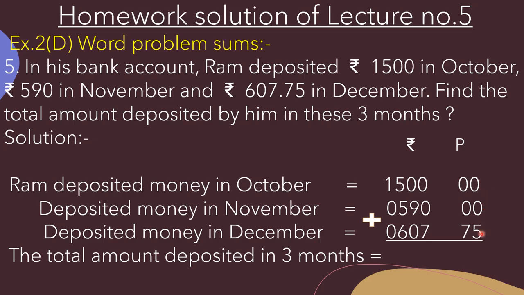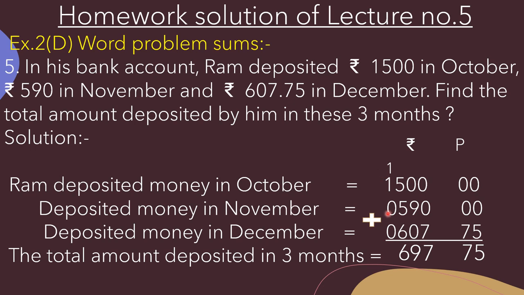So 0 plus 0 plus 5 is equal to 5. 0 plus 0 plus 7 is equal to 7. 0 plus 0 plus 7 is 7. 0 plus 9 plus 0 is 9. Now 5 plus 5 is 10. 10 plus 6 is 16. So here we will write 6 and 1 will be carryover. Now 1 plus 1 is 2.